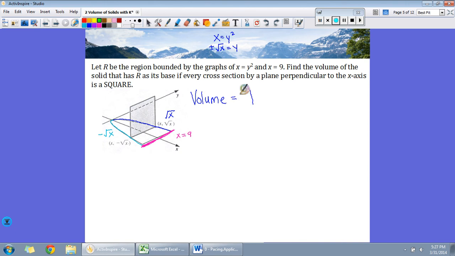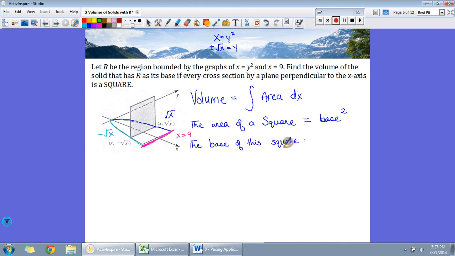So the volume equation we're going to look for is the integral of area. And we're going to need to know the area of a square. The area of a square is the base squared. Of course, the area of a rectangle is base times height, or length times width. But a square has all sides the same, so it's going to be the base squared. The base of this square is the square root of x minus the negative square root of x, the higher function minus the lower function.